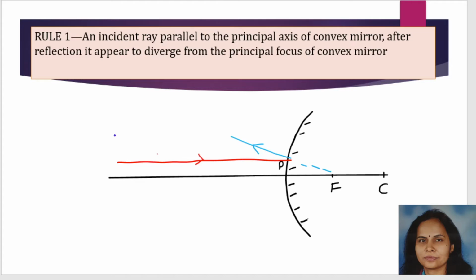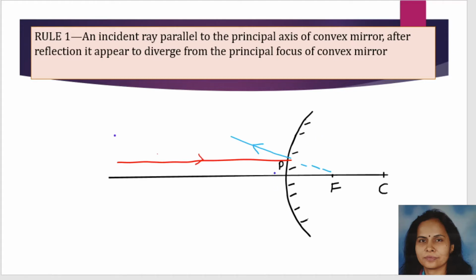Now another important thing we need to discuss here, as we have done in case of concave mirror, that we need to draw the normal here and we have to mark angle I and angle R, that is angle of incidence and angle of reflection. You must watch the previous video of lesson number 2, in which I told you how we can draw the normal at the point of incidence in case of spherical mirrors.